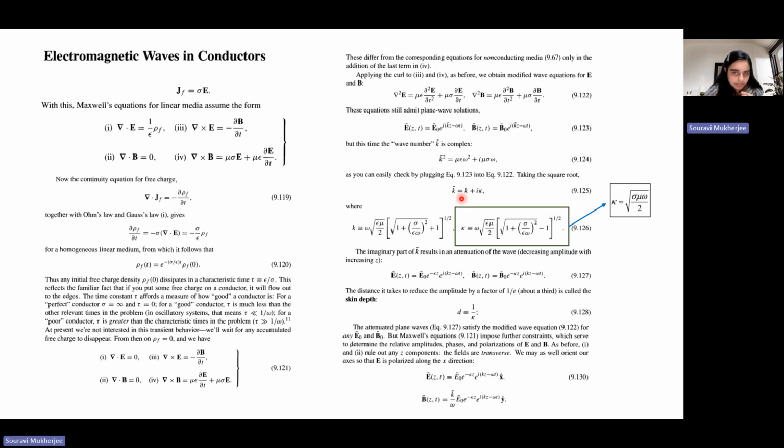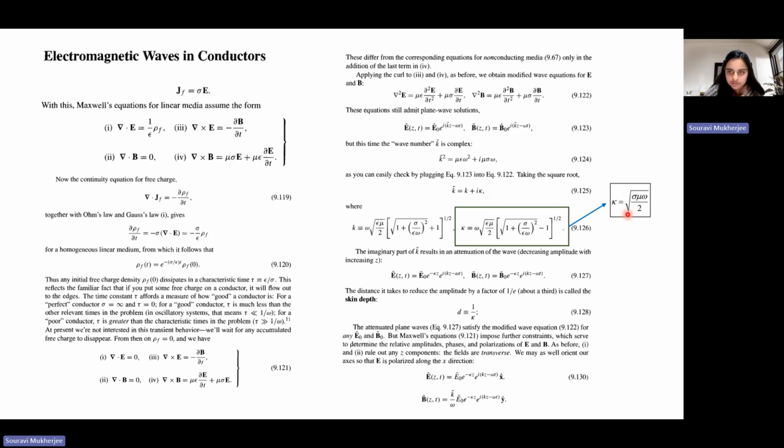So the real part talks about the propagation of the wave, while the imaginary part talks about the attenuation of the wave, which tells us that as the wave is getting propagated through the conductor, it gets attenuated. Okay. And the distance over which the reduction in amplitude happens by a factor of 1 by e is called the skin depth of your conductor.